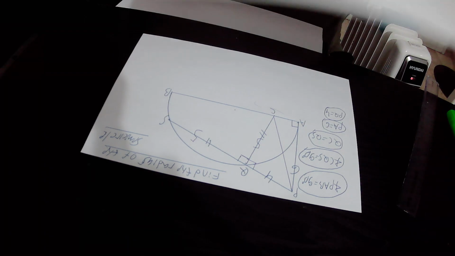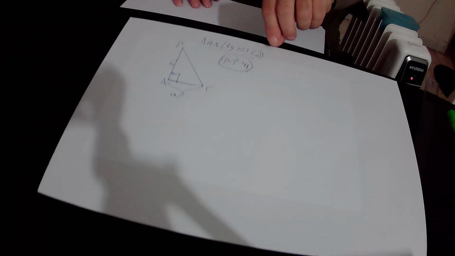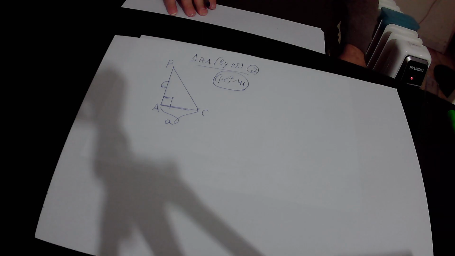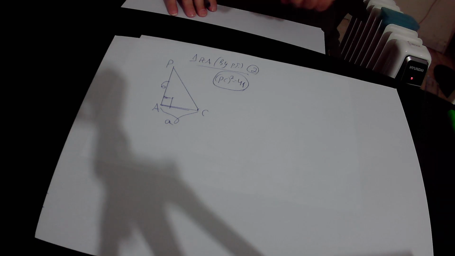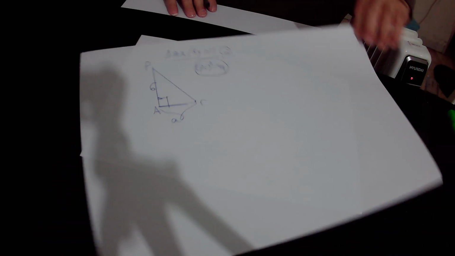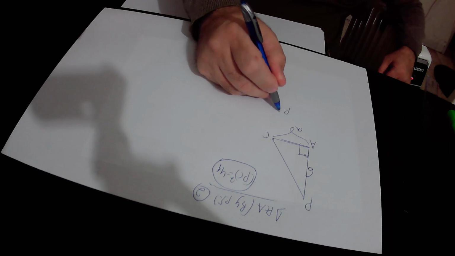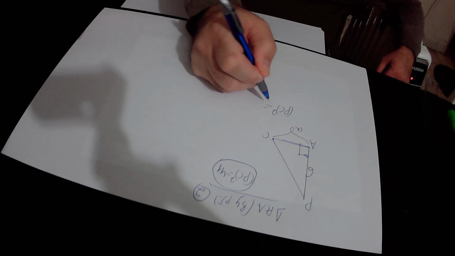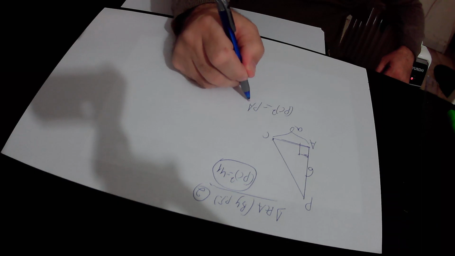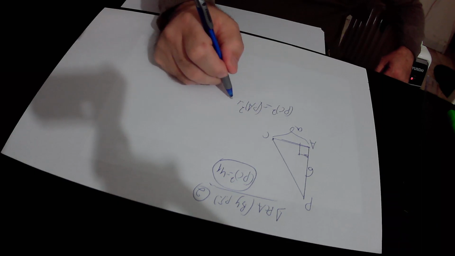So actually, this is the right triangle PAC, or PCA. It's copied from the original drawing. According to the Pythagoras theorem, in this right triangle PCA, PC square equals PA square plus AC square. So I write it down. PC square, that is the square of the hypotenuse, equals PA square plus AC square.